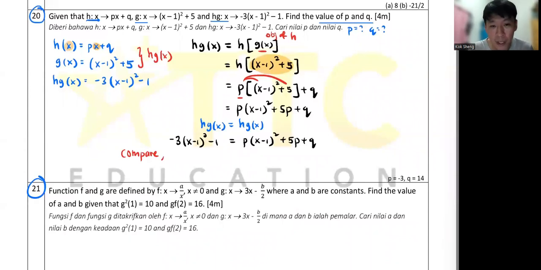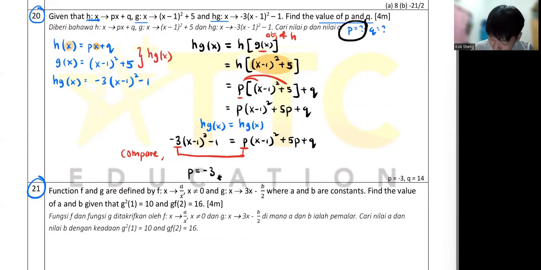We go for comparison because they are both the same composite H and G, correct? Which means that the bracket in front must be the same number. These two brackets in front must be the same number, which means the negative 3 is the unknown P. The first part is done, unknown P.